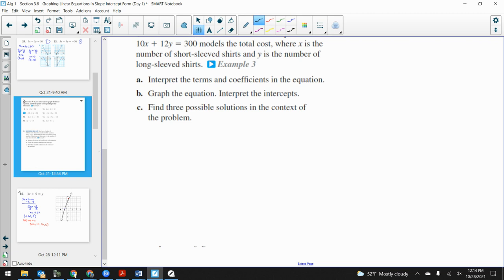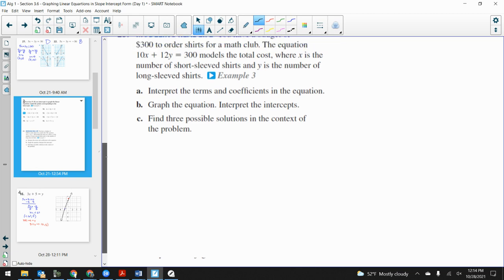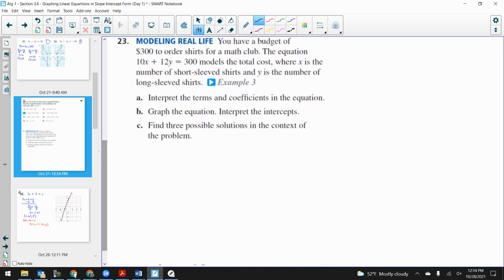All right, so let's take a look at 23. You have a budget of $300 to order shirts for the math club. Hey, that's my kind of club. We've got short sleeve shirts and long sleeve shirts. $10 is the cost of the short sleeve shirt and $12 is the cost of the long sleeve. So 10 is short sleeve, 12 is long sleeve.